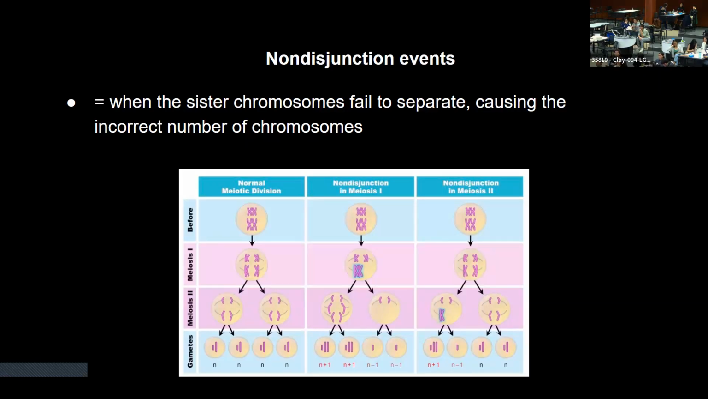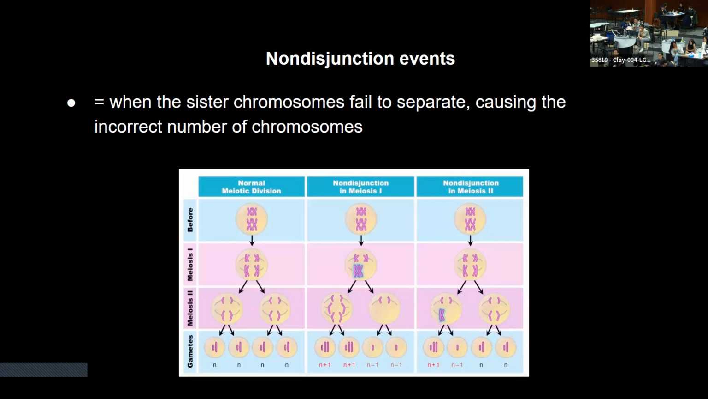Now, non-disjunction events are when the sister chromosomes fail to separate, which causes an incorrect number of chromosomes. So what you have to know from this is, first of all, which one is more severe, and also how they affect the resulting gametes.